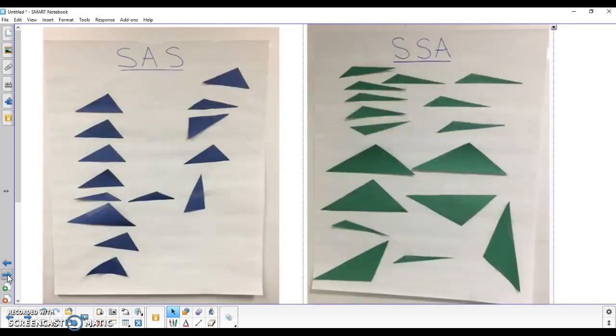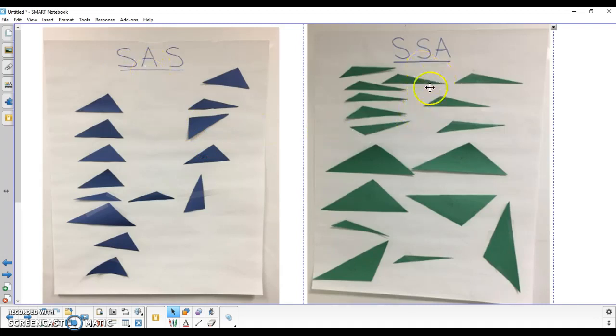Moving on to some of the other drawings. SAS, again, there's a couple here right in the middle that I'm moving my mouse over that I don't agree with in terms of measurements, but these four and these right here and these right here were definitely measured properly. They all were congruent to each other. And so if I give you two sides and an angle between those sides, it's going to work.